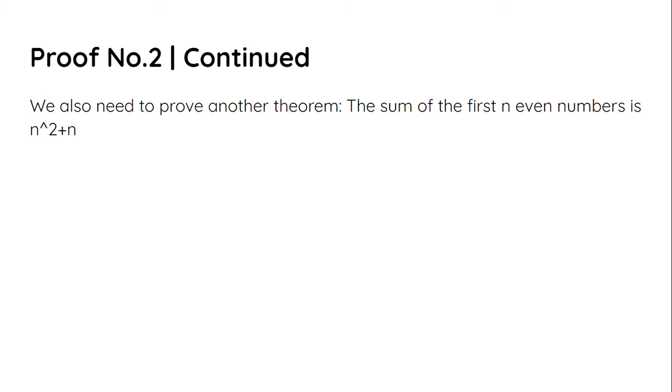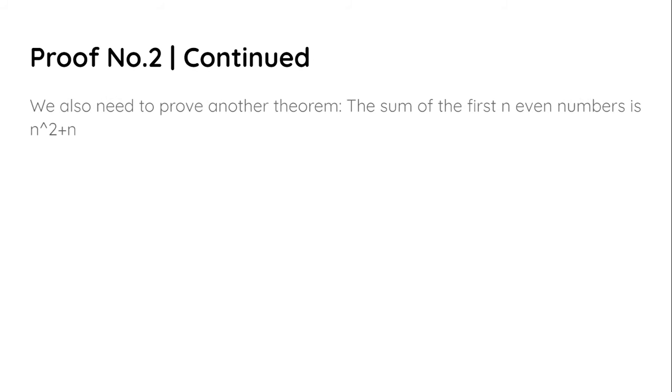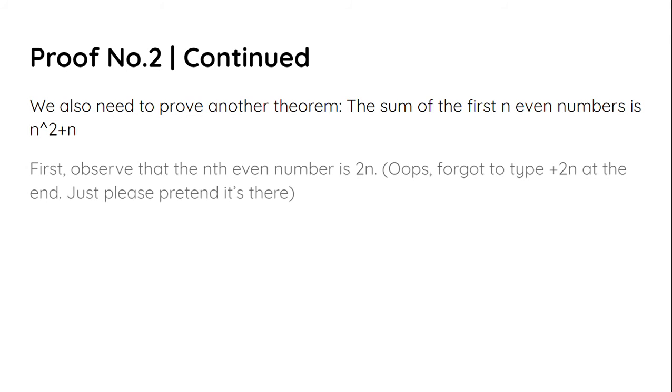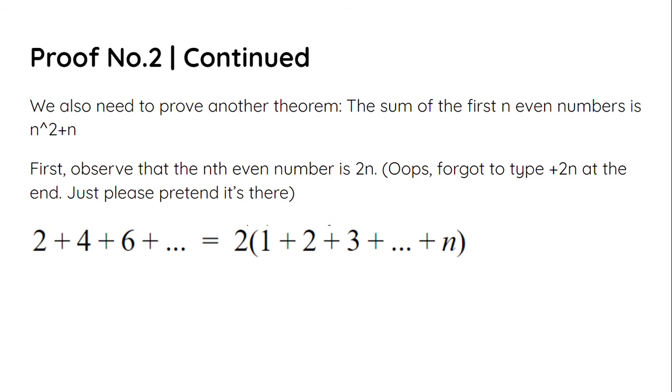Alright, so, continued. Now that we have this expression over here, 2 plus 4 plus 6 plus 2n minus n, we have to prove the sum of the first n even numbers is n squared plus n, if it is actually n squared plus n. So let's just assume that for now. First you have to observe that the nth even number is 2n. In these things I forgot to put the 2n at the end, but hopefully it doesn't obstruct the proof.